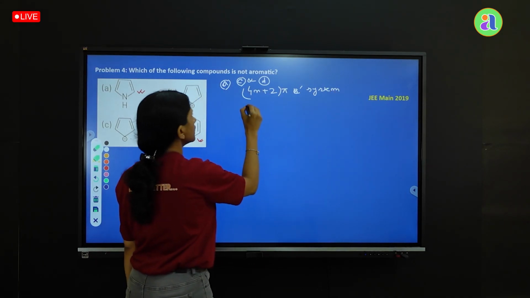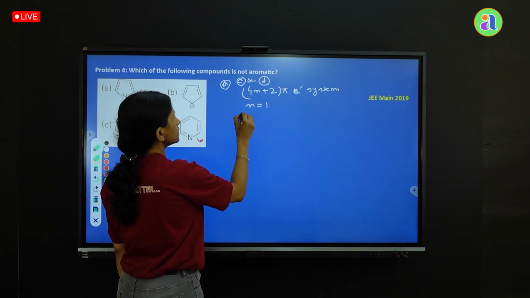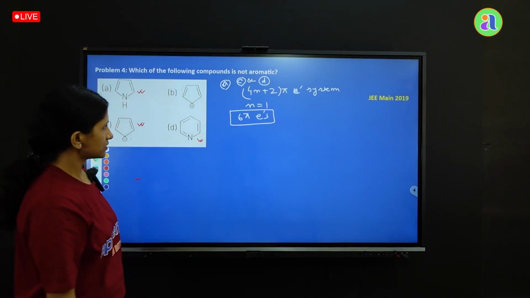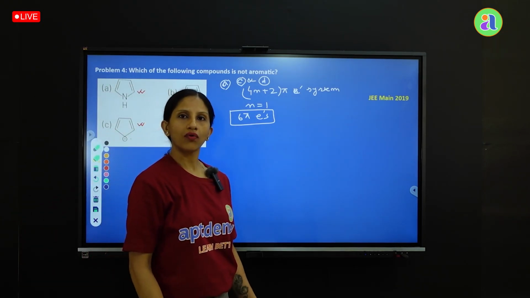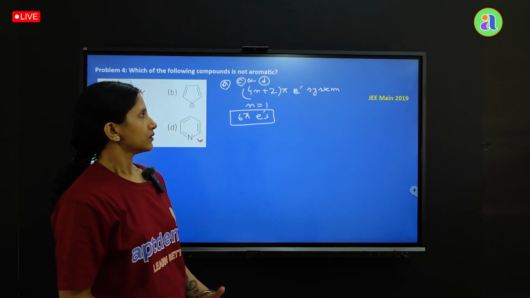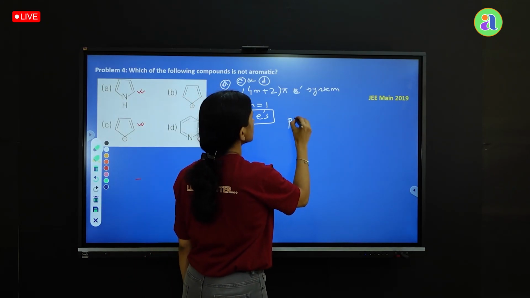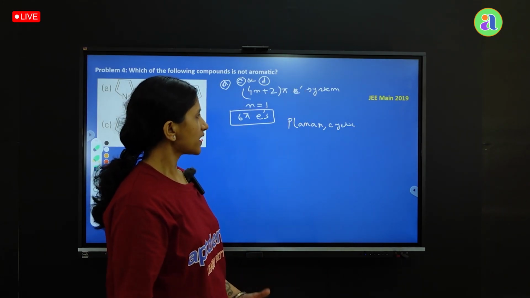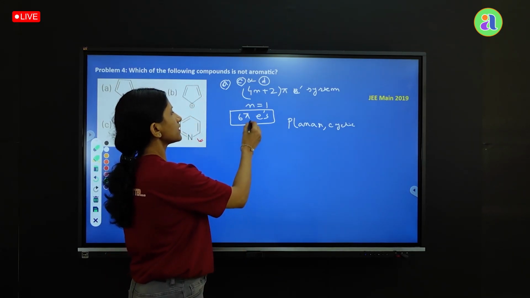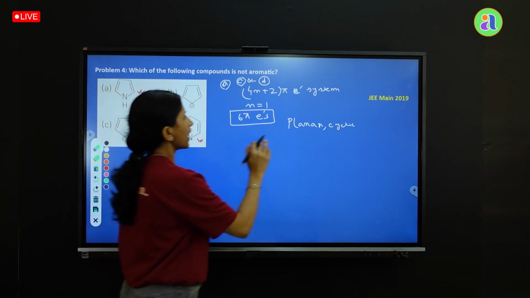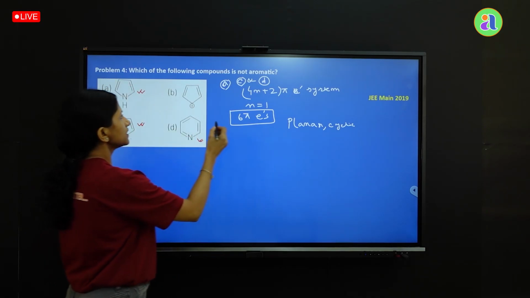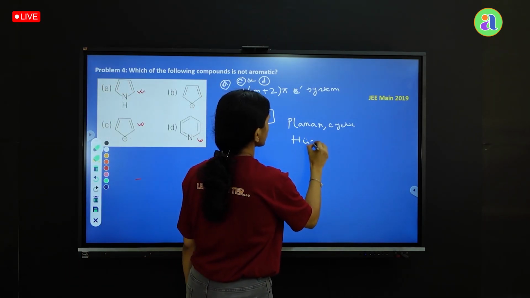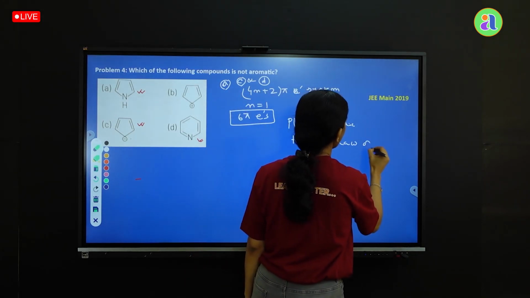And in this case, n is equal to 1, so they have 6 pi electrons, right? Compounds A, C and D. So according to Huckel's law of aromaticity, we know that any planar as well as cyclic compound is said to be aromatic if it contains 6 pi electrons. So with this idea from Huckel's law, we can say that A, C and D compounds are aromatic.